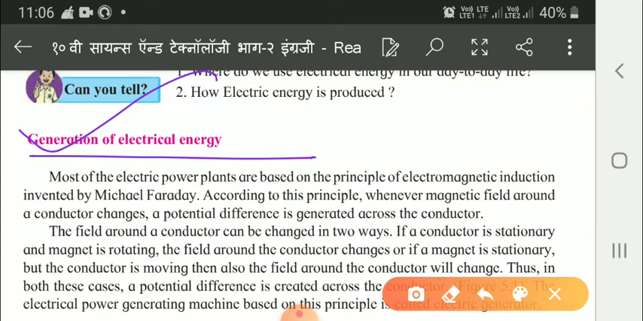The field around a conductor can be changed in two ways. What is the first way? If a conductor is stationary, meaning stable at one position, and the magnet is rotating, the field around the conductor will change. And sometimes if the magnet is stationary but the conductor is moving, then also the field around the conductor will change. In both cases the potential difference is created across the conductor, and electric power generating machines are based on this principle, which is called the electric generator. So this point you have to underline, children.